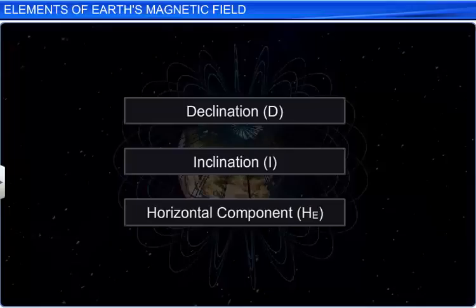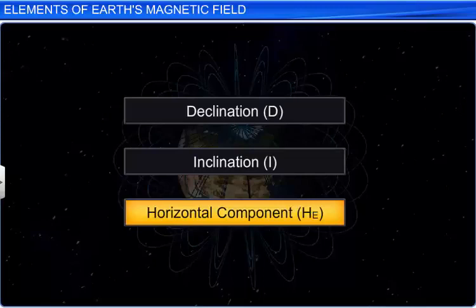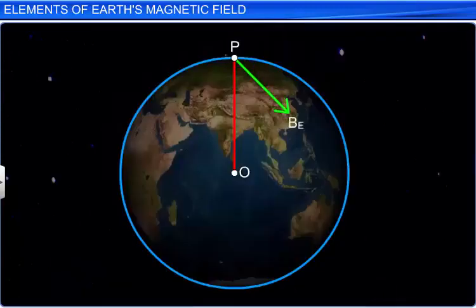The study of these elements helps us to find the total magnetic field of the Earth, BE. To find BE at any point on the Earth, we take the help of the third element, the horizontal component of the Earth's magnetic field, HE, at that point. BE and HE are vectors. Let us now construct the vector diagram using all the three elements.